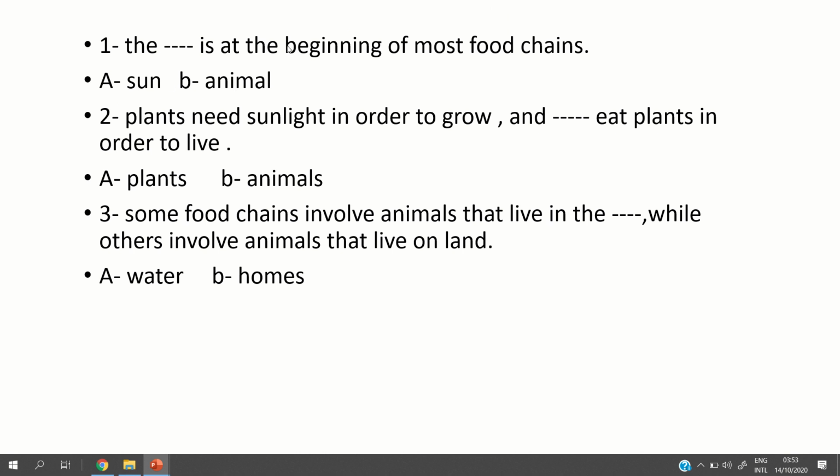So which one begins the food chain? The sun. Which one begins the food chain? The sun, and then the plant, and then the animals. So the sun, number 1, number 2, the plant, number 3, the animals, and many types of animals. Okay.